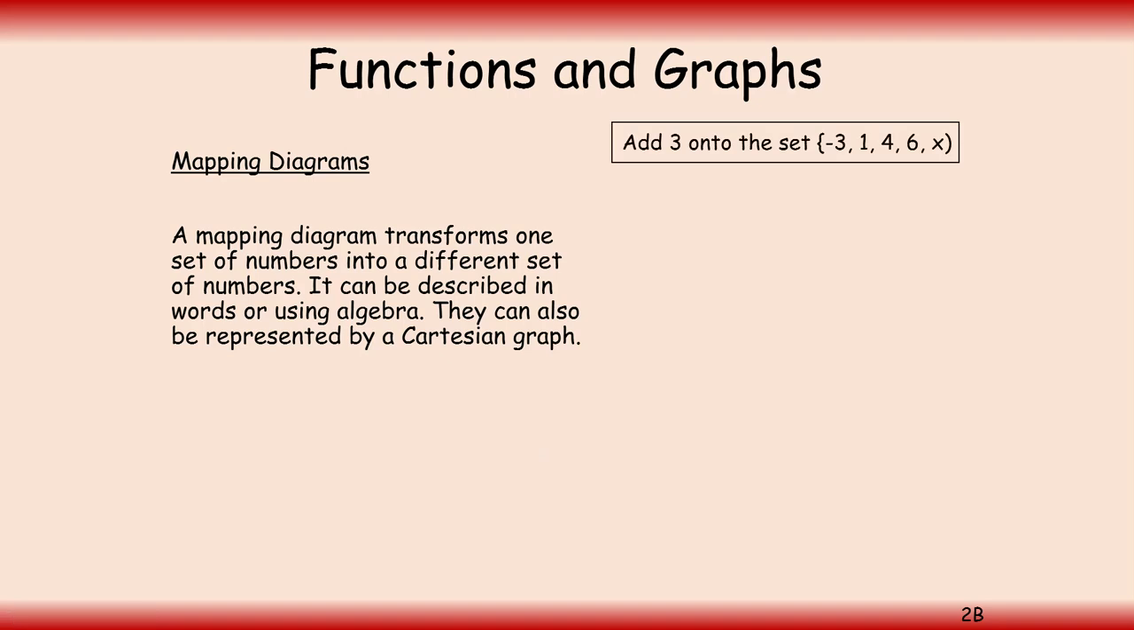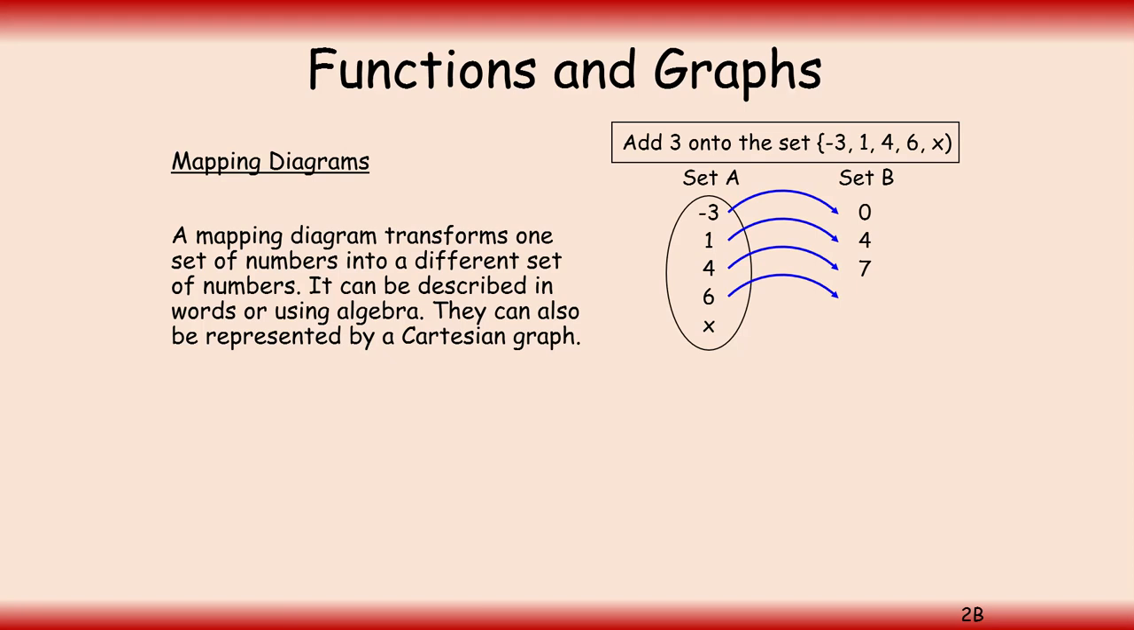So this is the first one we're going to look at. Add 3 to the set of numbers -3, 1, 4, 6 and x. If we set up set A, then we transform them with the mapping of add 3 into set B. So -3 becomes 0 if you add 3. 1 plus 3 is 4, 7, 9, and x plus 3.